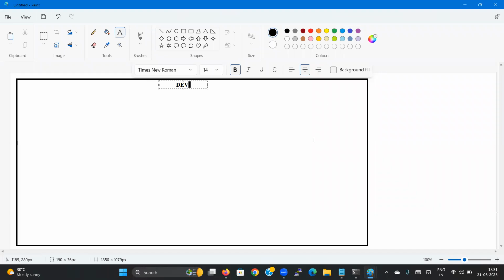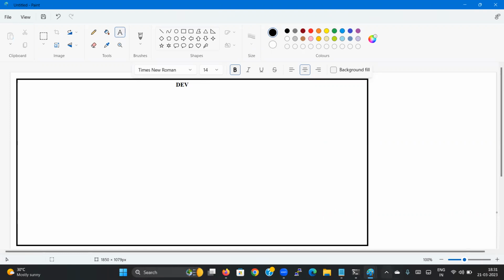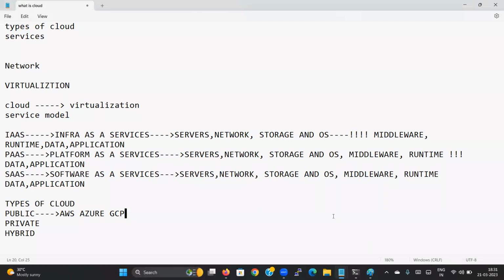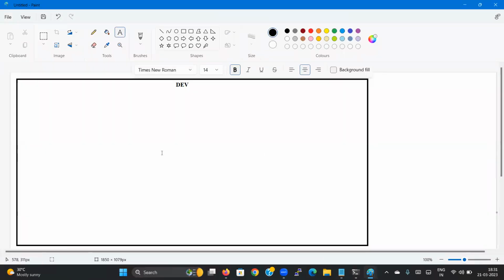So coming back to this, where are we? Yeah, I am telling you about the public cloud. What is the public cloud, what is private cloud, and what is hybrid cloud? Public cloud means AWS will have their data centers all around the world. Nearly 30 regions are there.